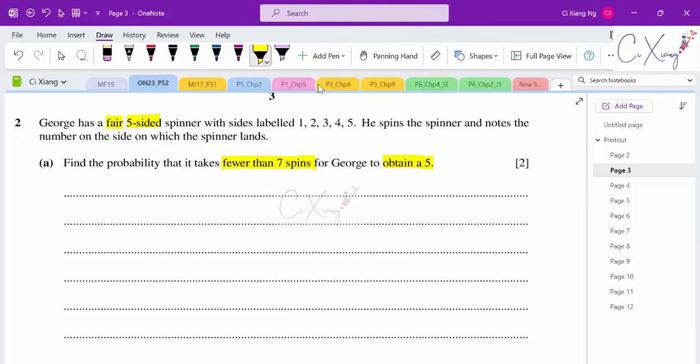Okay, so what is the distribution for this question? It looks like there's no keyword, right? But you try to understand the meaning of the question. They are interested in how many spins they need to throw, okay? How many spins they need to throw the spinner until they obtain a 5. Right, so fewer than 7 spins to obtain a 5. That means they need to repeat throwing the spinner until they get a 5. So you have this until get something or until obtain something. Basically, it belongs to geometric distribution.